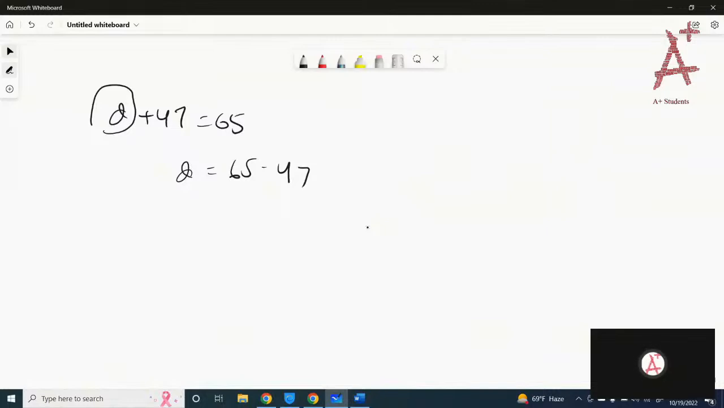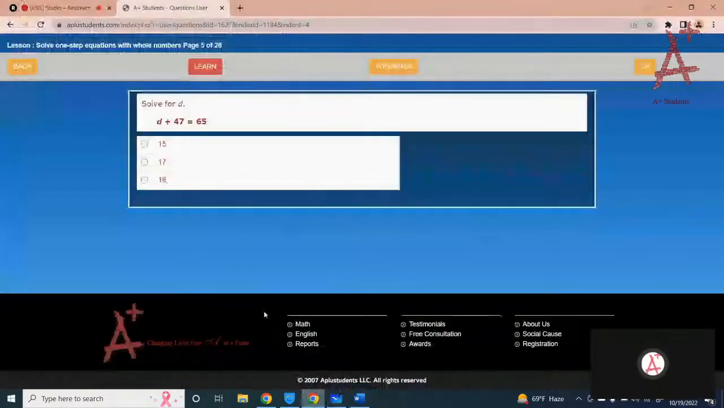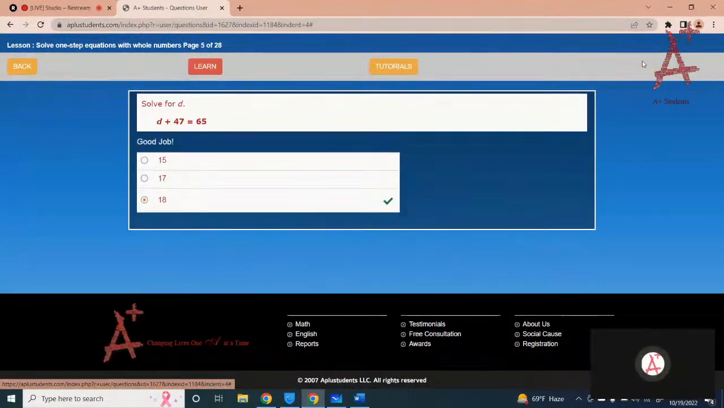So 65 minus 47 is 18. 15 minus 7 is 8, and 5 subtract 4 is 1. Yes, it is 18. Very good. Select the correct option and click on the OK button.